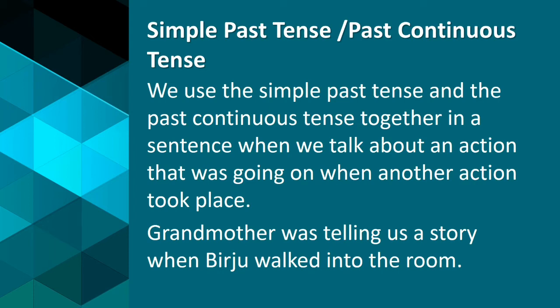Now, we use the simple past tense and the past continuous tense together in a sentence when we talk about an action that was going on when another action took place. Remember, earlier we discussed both actions happening at the same time. But now, we use the simple past tense and the past continuous tense when one action was going on and another took place. Grandmother was telling us a story when Birju walked into the room. So both actions are actually, you can say, following each other. The grandmother was telling a story and then Birju entered the room.